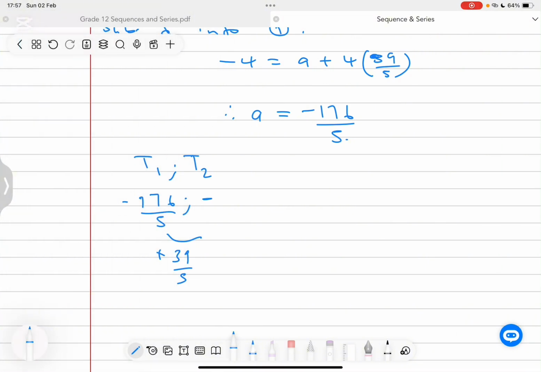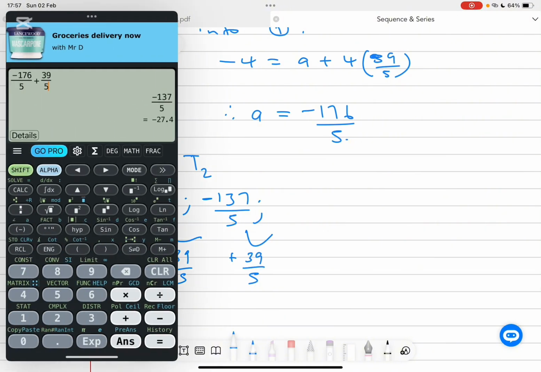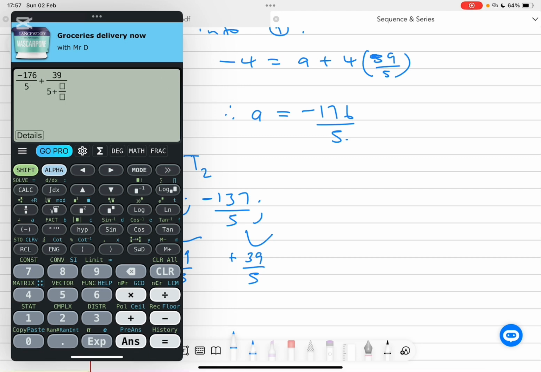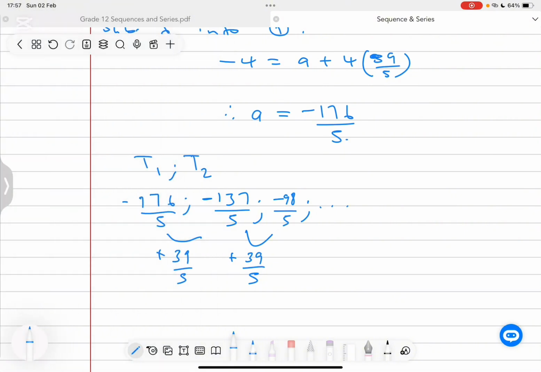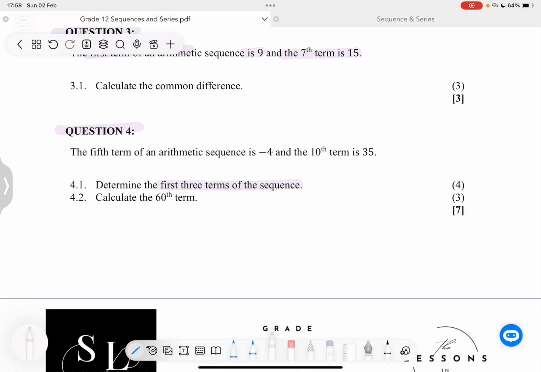So it means here I'm going to have negative 137 over 5. To get the next term, I'm going to add the same number. That's why it's a common difference. It's constant. So we would add to this answer the 39 over 5, so that now we're going to have negative 98 over 5. And these are the first three terms. The sequence could continue to infinity and become an infinite sequence. We don't know. But at least with the question, we were asked to get the first three terms.